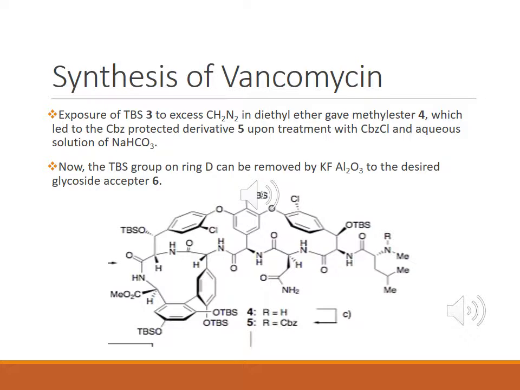Now, the TBS group on ring D can be removed by potassium fluoride on aluminum oxide to give the desired glycoside acceptor 6, which we'll be seeing on the next slide.